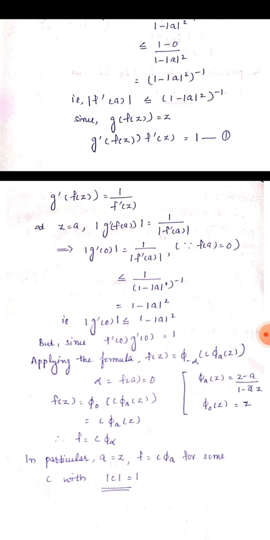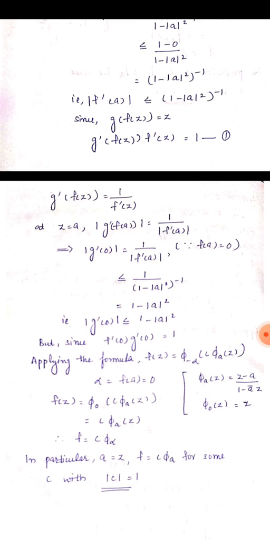But since both f dash of 0, g dash of 0 equal to 1, we are applying another formula, that is f of z equal to phi minus alpha of c phi a of z. We already said that alpha equal to f of a equal to 0. Also phi a of z equal to z minus a by 1 minus a conjugate z and phi naught of z equal to z. Here f of z equal to phi naught of c of phi a of z.